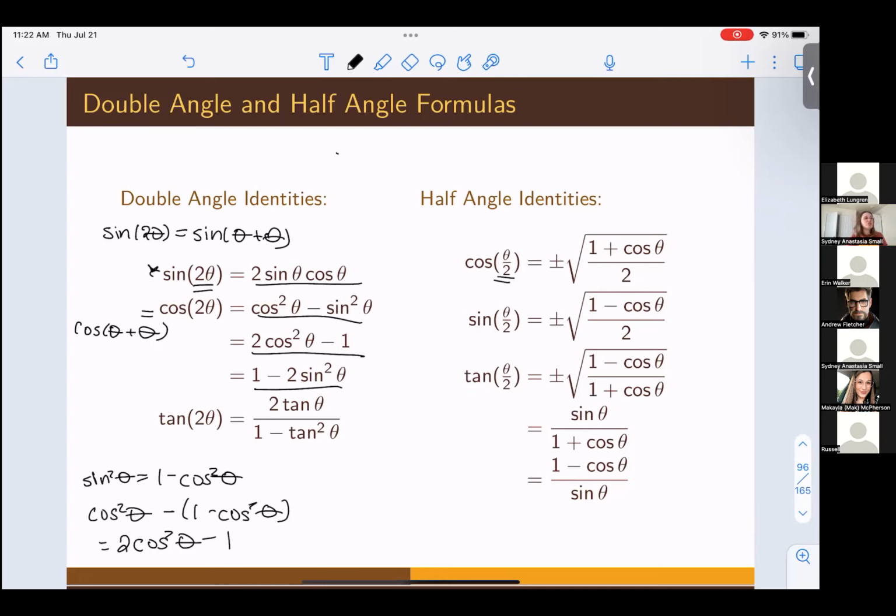The one for tangent and all of the half angle identities are a little bit more difficult to derive and intuitively understand, so we are not going to worry about them. Just know that you have them in your toolbox for if you ever see something like this. And we're going to do a couple of examples of when these kinds of formulas would be useful. Any questions yet?